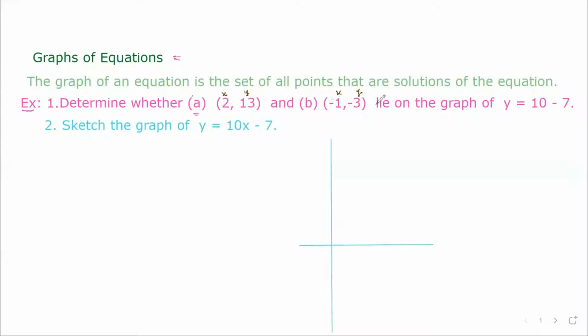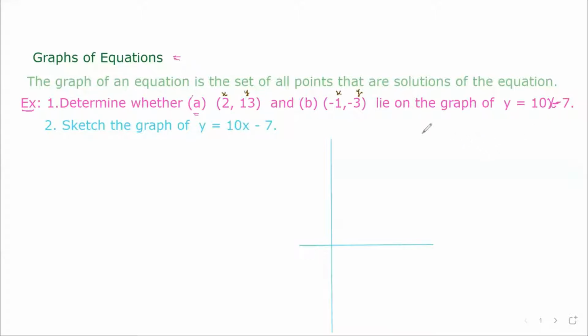So the question is whether this coordinate point (x, y) lies on the graph of the equation y equal to 10x minus 7. So how to do it? We just replace x. Oh, sorry, this one should have x. It should be 10x minus 7, okay? 10x minus 7.